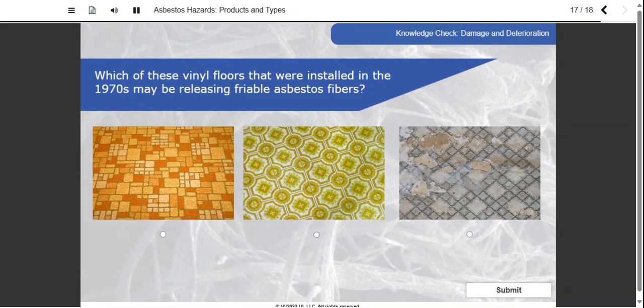Which of these vinyl floors that were installed in the 1970s may be releasing friable asbestos fibers?